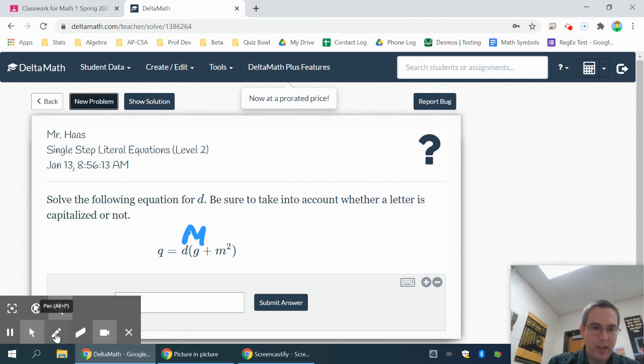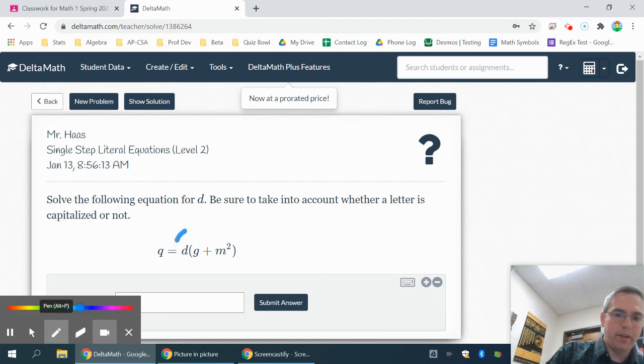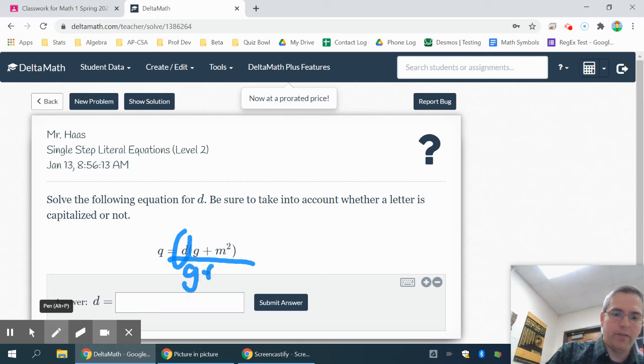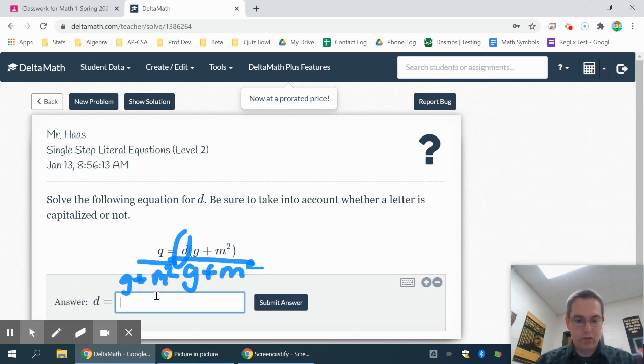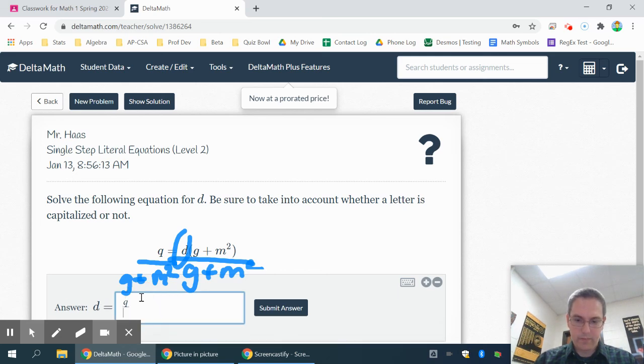Okay, on this one, we're solving for D. The D is being multiplied by that parenthesis, so to get D by itself, I need to divide off that whole parenthesis. I'm going to divide by G plus M squared. Now, to type this in, there are several ways I can do it. One way is to type the Q, because it will cancel out on that side, and then divided by parentheses, G plus M. To get the square, you can do shift 6. That's one way to get it.